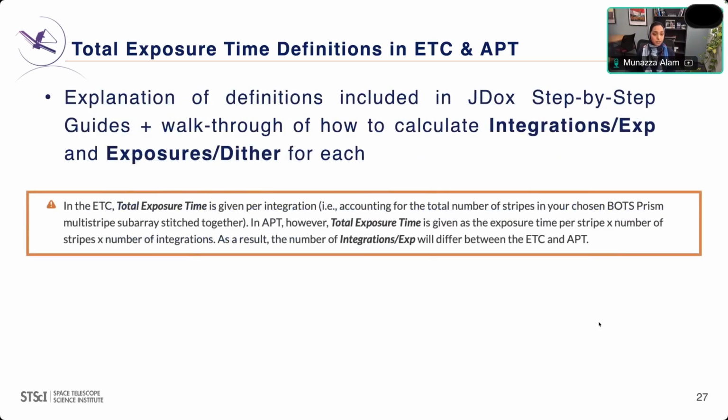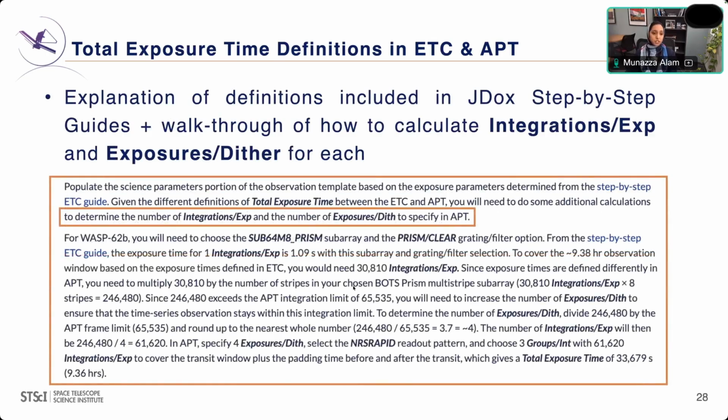All of this information, the explanations of these definitions, are included in JDocs in the step-by-step ETC and APT guides. You'll see a little warning box like this that goes over what the difference in the definitions are in total exposure time for ETC and APT. And then there's also a walkthrough of how to calculate integrations per exposure and exposures per dither from your ETC outputs in order to input them into APT.